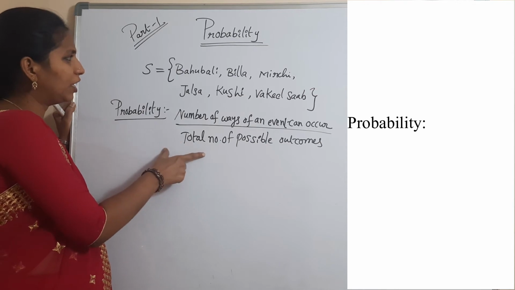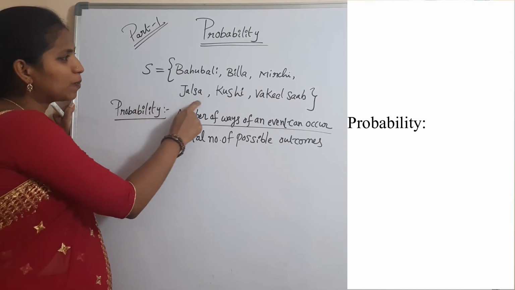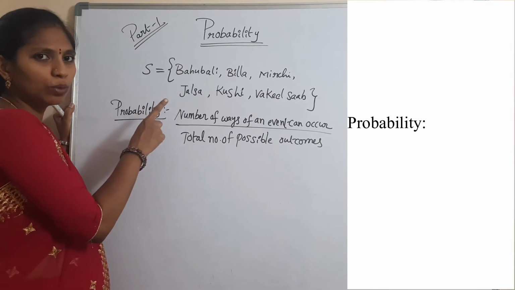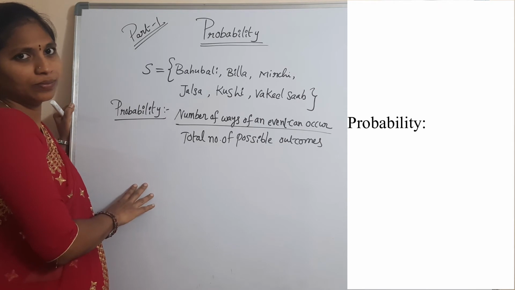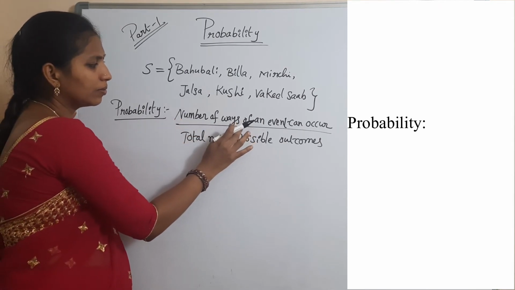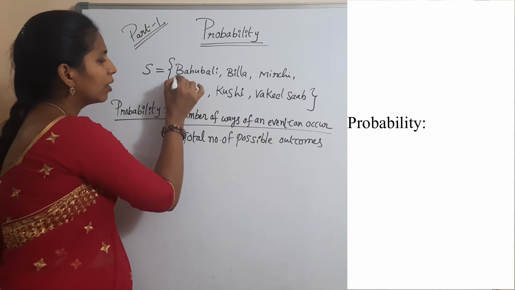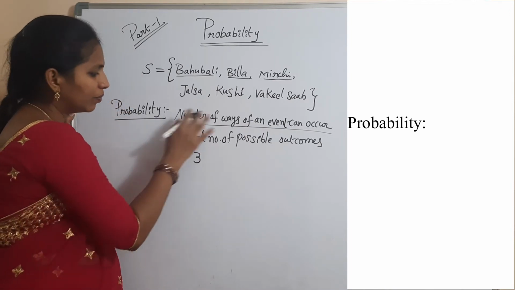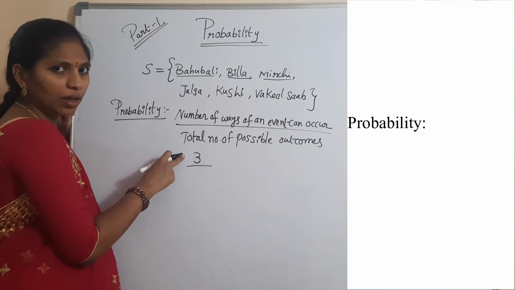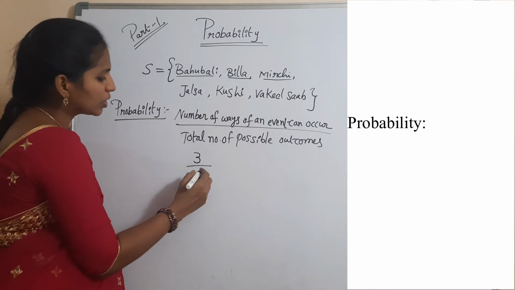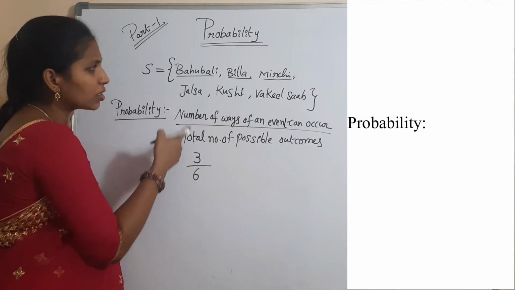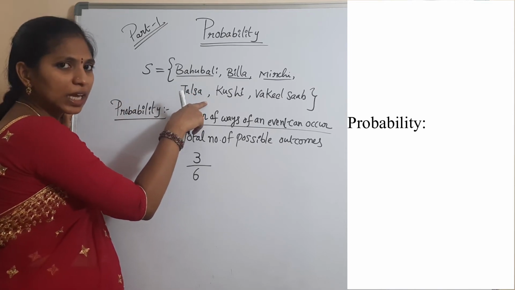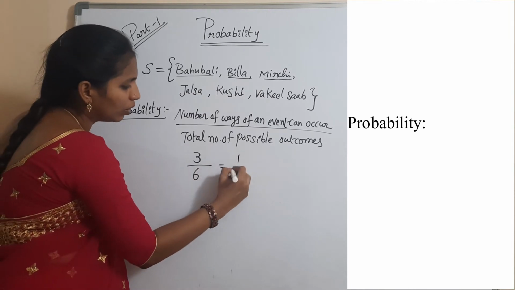Let me explain this probability definition by using this sample space. In this sample space, there are 6 movies. Now the question is, find the probability of selecting a movie whose hero is Prabhas. The number of ways the event can occur means there are 3 outcomes. So in the numerator, 3 ways are there. Then the total number of possible outcomes is 6, since these 3 movies come from this sample space. How many movies are there in this sample space? Total 6. So 3 by 6, which equals 1 by 2.